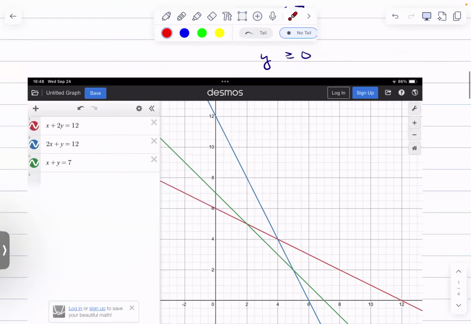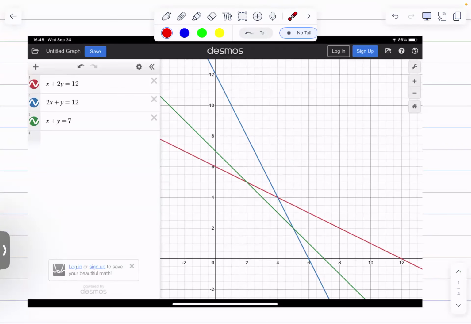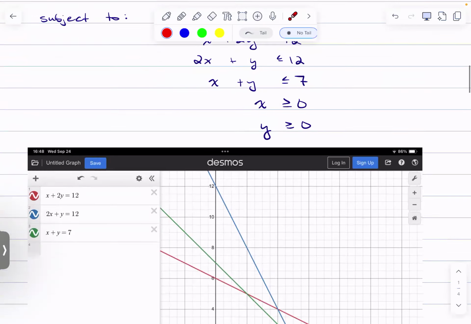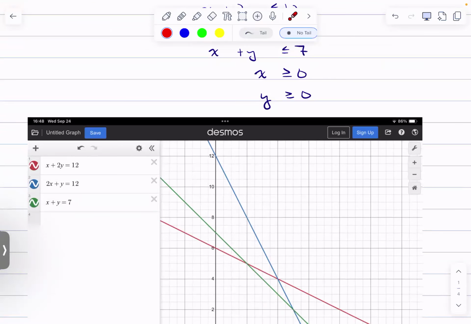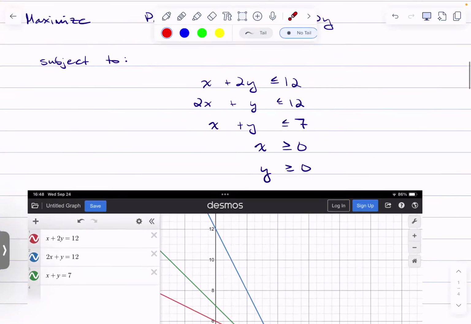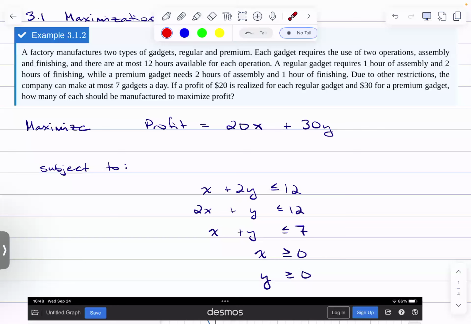And on the test, you won't have the graph. No, no, no. I'll give you a grid, but not the lines. But I will give you the objective function, right? So I'll tell you whether you have to maximize it or minimize it, right? I'll give you the objective function. Notice that it's just x and y, right?